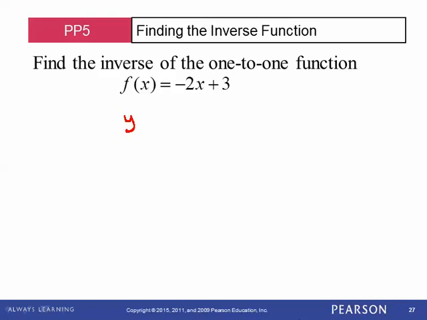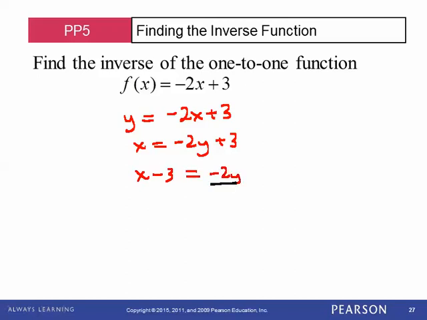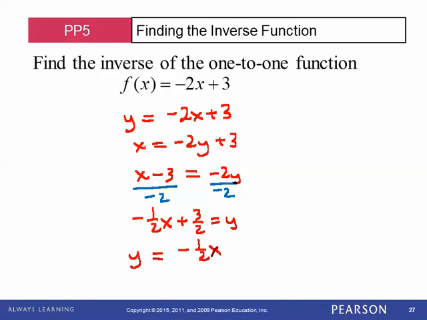So again, f of x is replaced by y. Then what we do is we switch x's and y's, the variables themselves. At this point, we start solving for y again if we can. So subtract 3 from both sides, divide through by a negative 2 this time. And we understand that I can divide each of those through by a negative 2. Will that work there? If I like to do that, that's fine. I think that's the way it's written in the back of the book as the answer. So I did it that way. If you want to leave the 2 on the bottom, that's fine. Put the negative out in front. So there's my f inverse: negative 1 half x plus 3 halves.